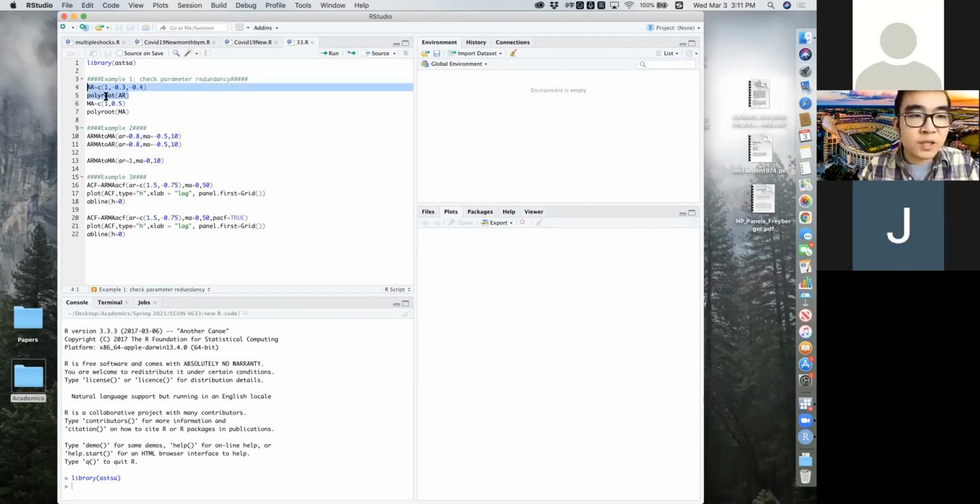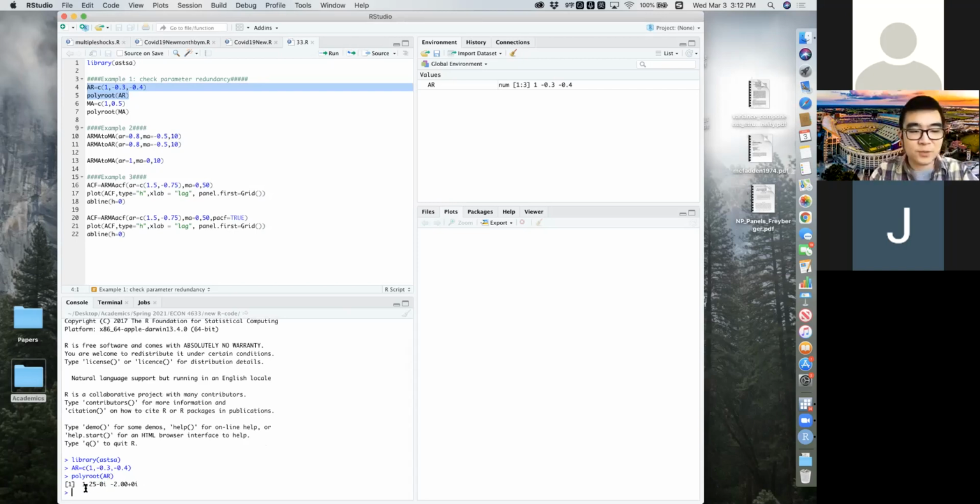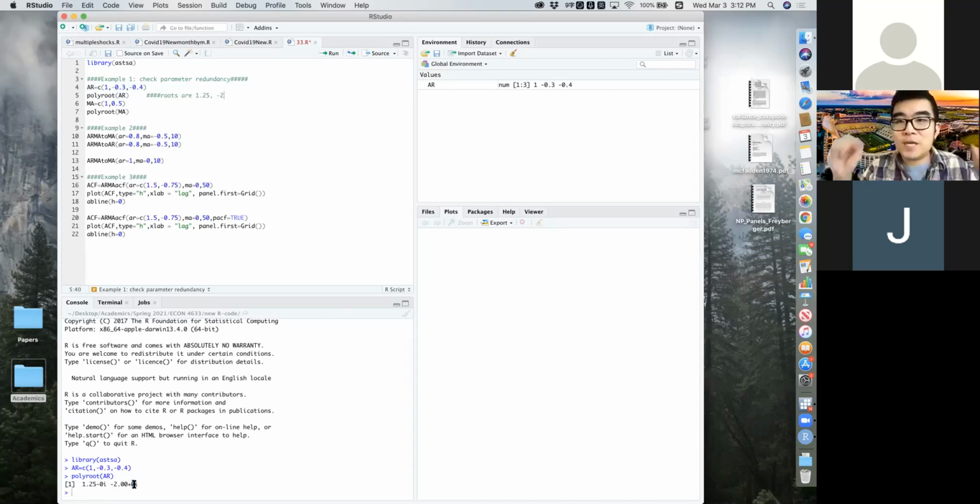We can use this code, polyroot, to check the roots of that polynomial. What we got is 1.5 and -2. I think this is exactly the same as the one that we solved by hand. These i's are just the complex part, and in our case we do not have an imaginary solution. That's perfect. And the MA part here is WT plus 0.5 WT minus 1.